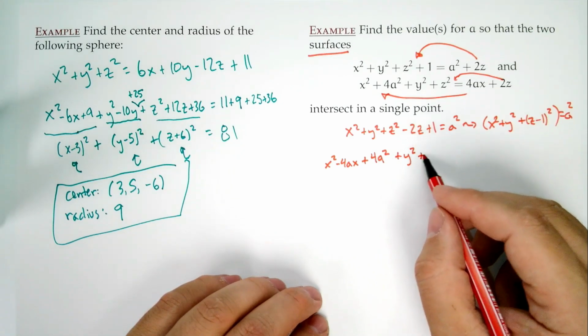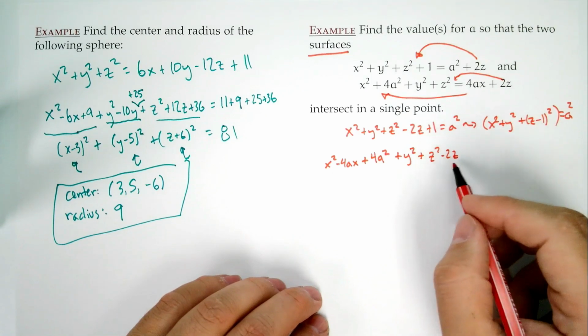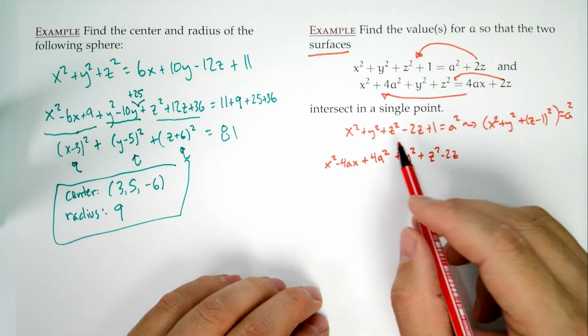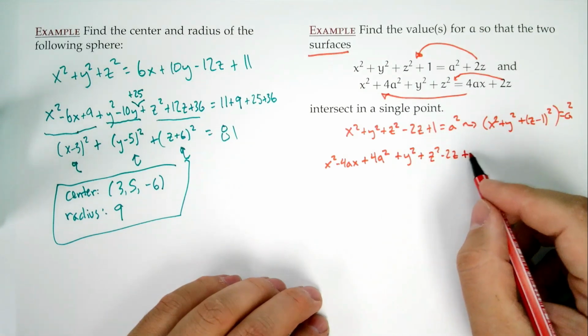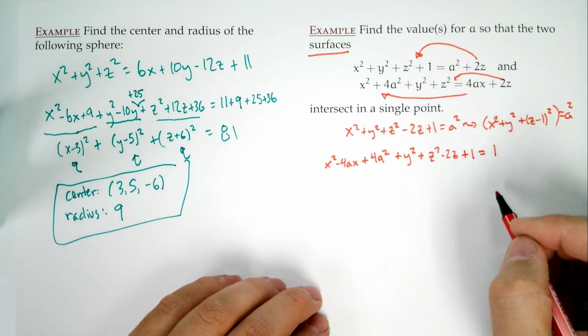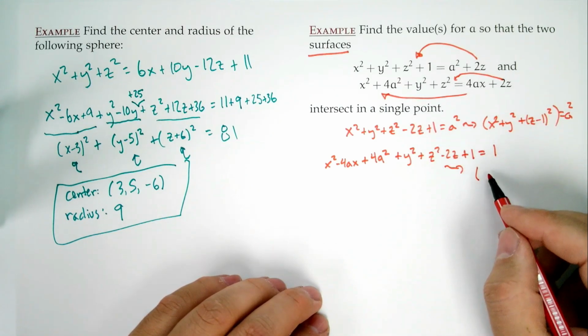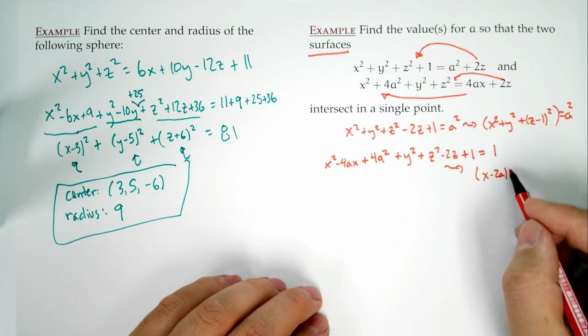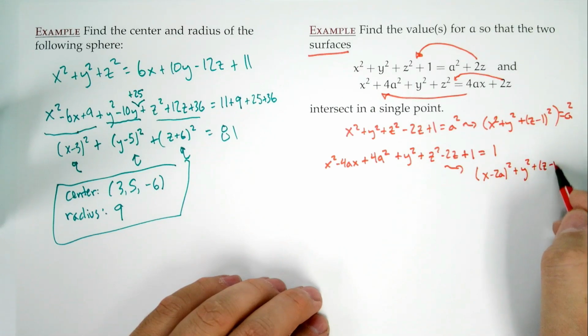Y squared plus z squared minus 2z. Well, again, what do we need to do? In fact, we can see it. We need to have z squared minus 2z plus 1. So it worked once, it's got to work again. And if we added 1, we have to add 1 over here as well. So this becomes x minus 2a, quantity squared, plus y squared plus z minus 1 squared equals 1.